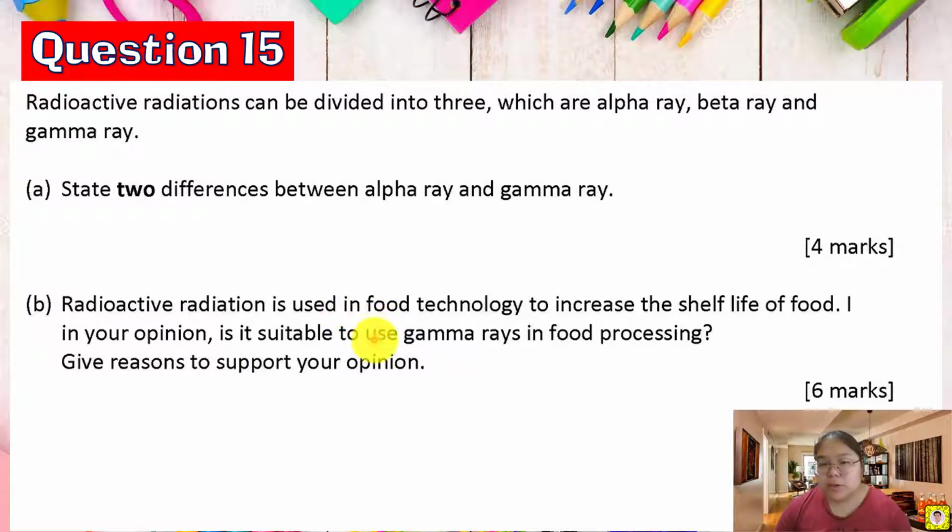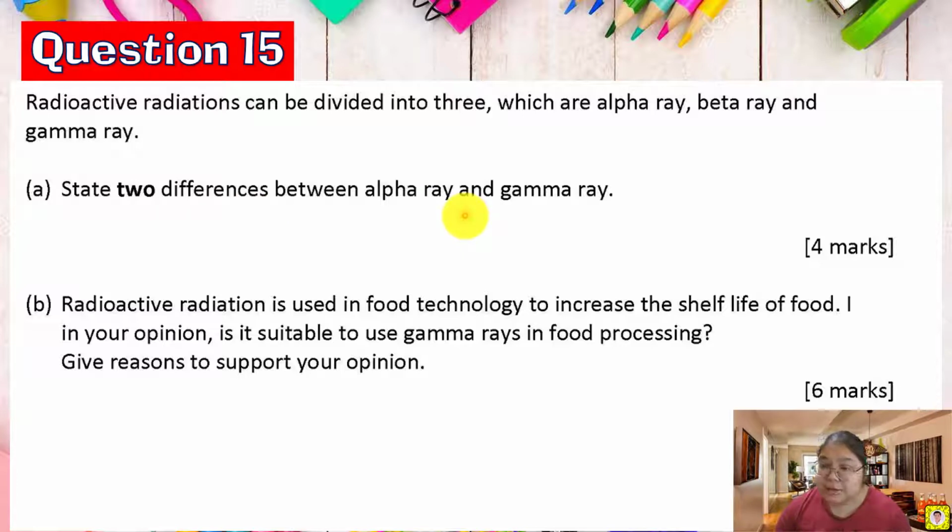Let's see this one. This one is also one of the essay questions. Maybe just now it was question 11, and this one is question 12. So you need to choose either one, is it? Better you choose the format like just now. We're going to see how to answer this part. The radioactive radiation can be divided into three, which are alpha, beta, and also gamma. State two differences between the alpha ray and gamma ray.